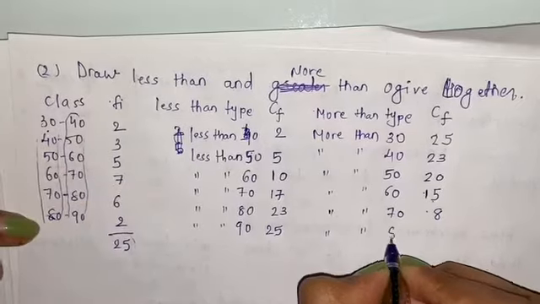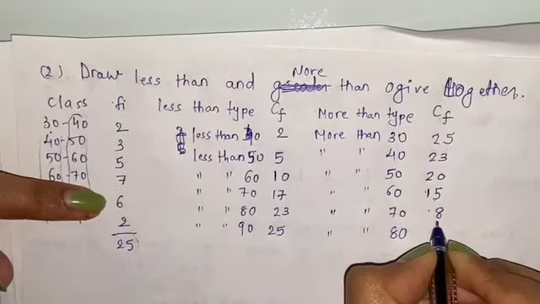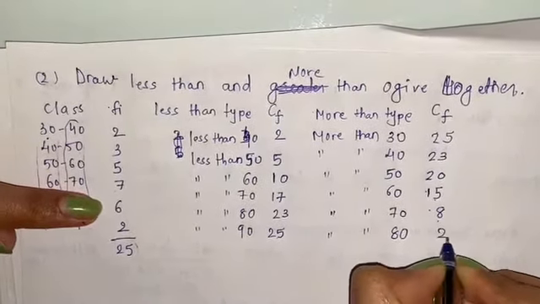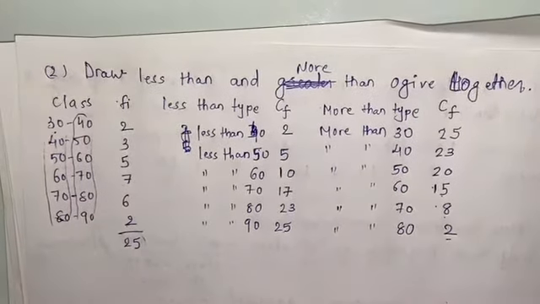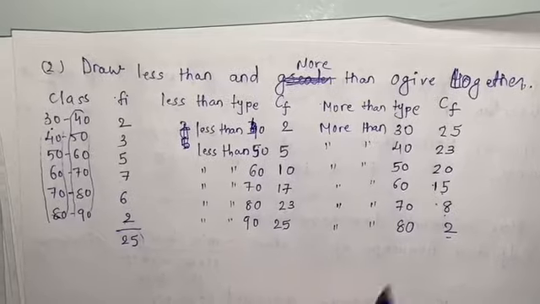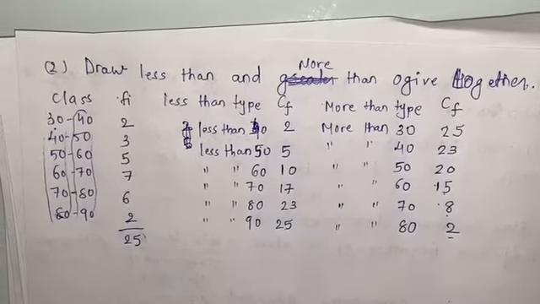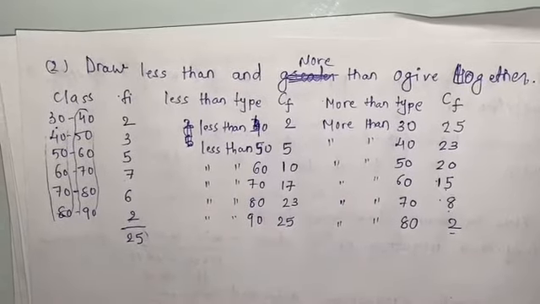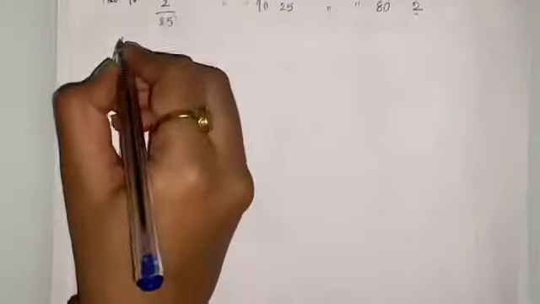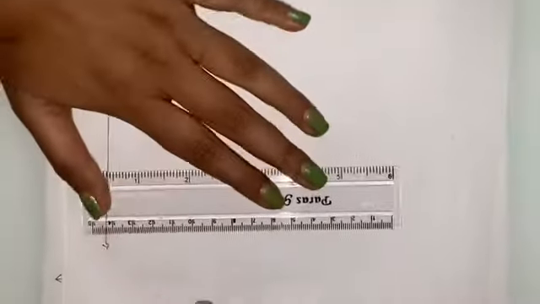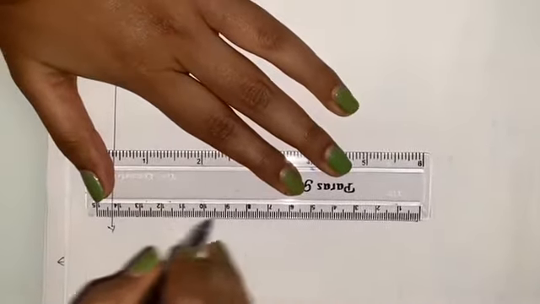More than 80. You have to subtract 6 from 8. So this will be 2. Now this 2 and this you can observe. So you will get the last 2. So this is less than type. This is more than type. And we have to draw a graph. You have to draw all together, means in one graph paper only.